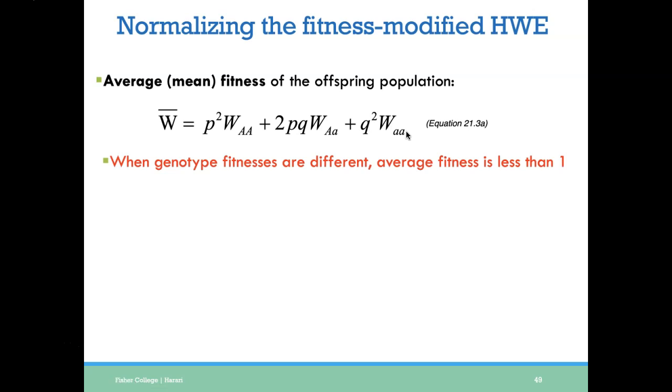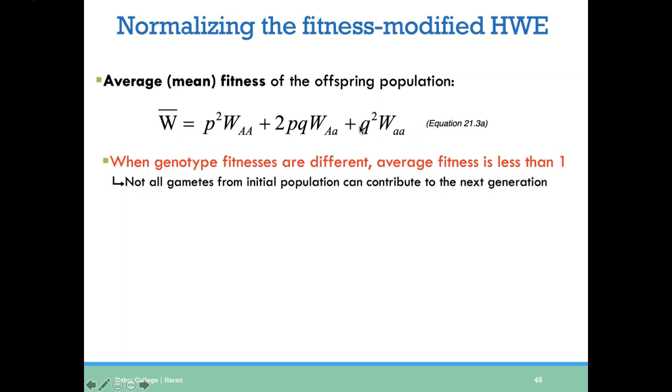When the genotype fitnesses are different, if you have a phenotype difference, the average fitness will be less than one. These will not add up to one if one of these fitness values is lower. The only way to get a fitness value of one is if all the fitness values are the same. If you have a value of zero, for example, for the fitness value of little a, you're going to get an average fitness that's less than one because this value will be zero.